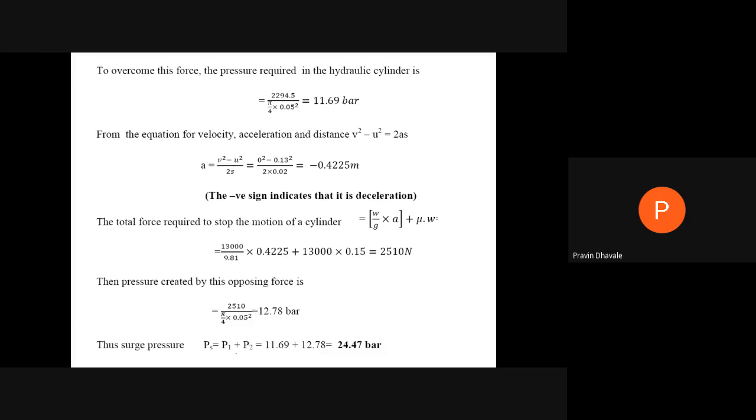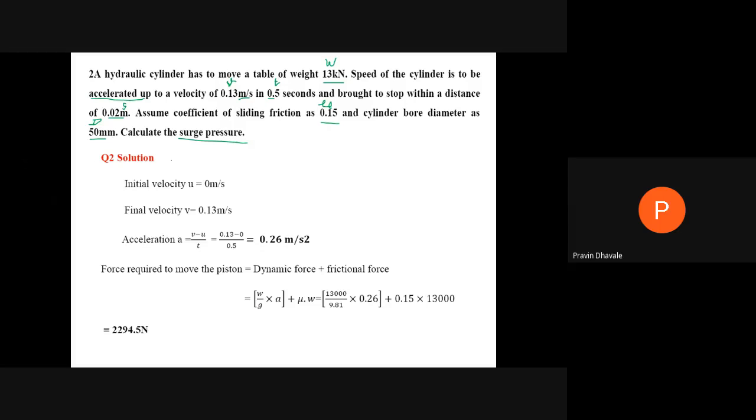And what is P1? It is the pressure required in the hydraulic cylinder to overcome the force. That is P1. And what is P2? The pressure created by the opposing force. Right? It is called P2. We'll see. Now see here. If you read this example carefully, you can write the given data.